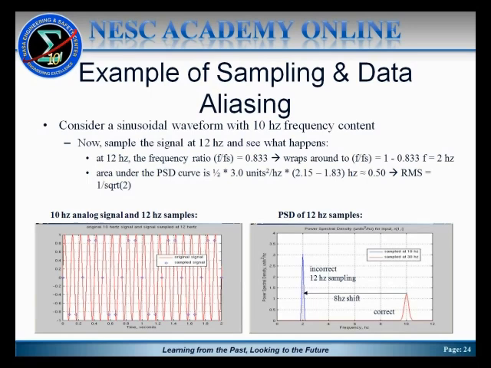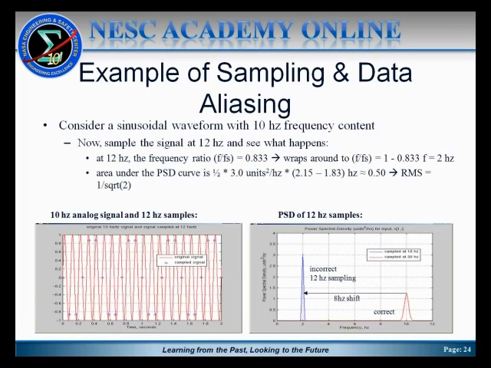Summarizing what you saw: when we sampled this 10 hertz frequency content at 30 hertz, we got a nice spike at 10, like you see here in the red line on the lower right PSD. When we sampled it at 22 hertz, it still showed up as 10 hertz like we expected. When we sampled at 18 hertz, it started showing content at 8 hertz, which is incorrect. And when we sampled at 12 hertz, it showed up all the way down at 2 hertz.